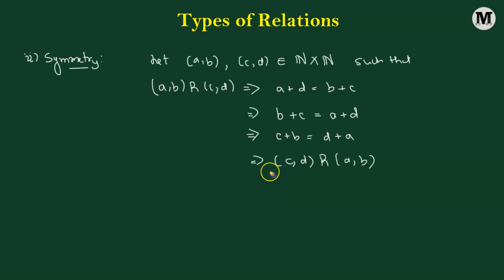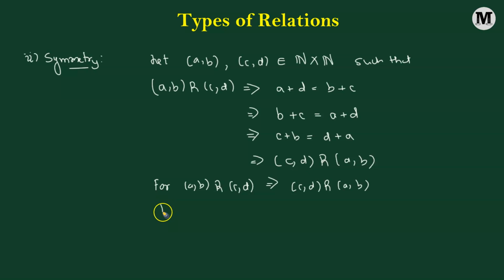So we are able to show that if a comma b is related to c comma d, then it implies that c comma d, that's the ordered pair, is also going to be related to a comma b, and that is the criterion for a relation to be symmetric. So here we can say that for a comma b related to c comma d, we were able to show that the ordered pair c comma d is also related to the ordered pair a comma b.